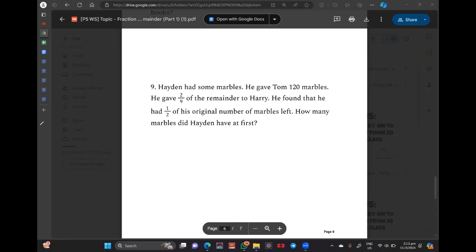Hayden had some marbles. Okay, what should I do? Break down the sentence. Okay, so I need to write number 1. Correct or not? Okay, can you do the same thing? Thank you.